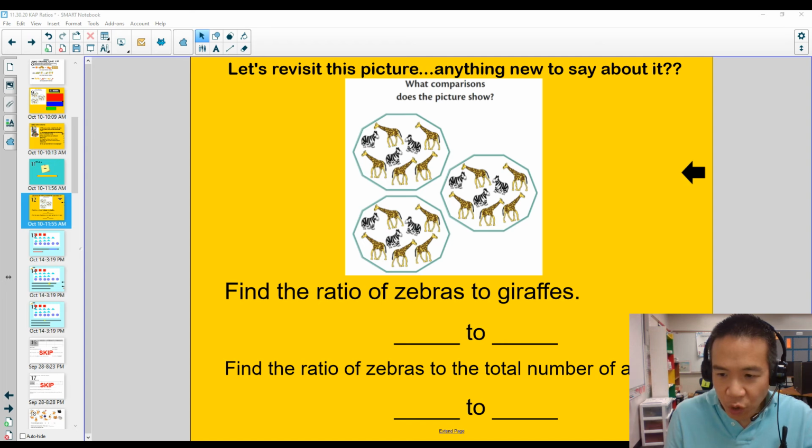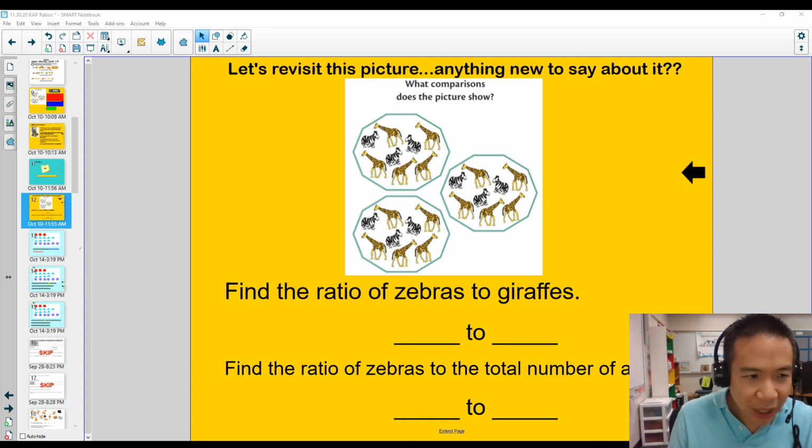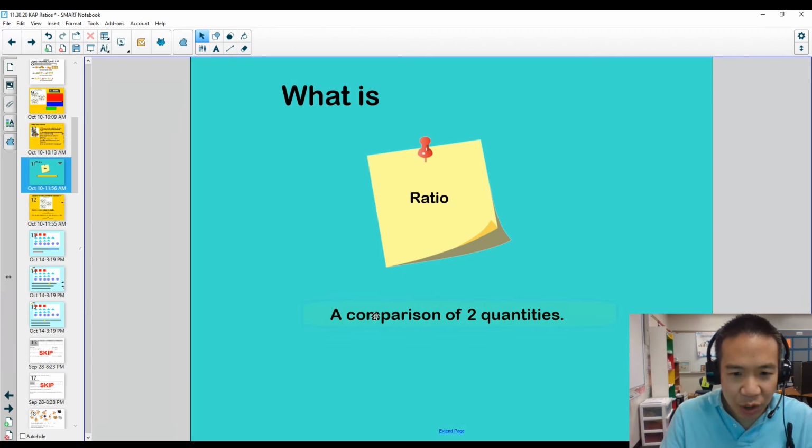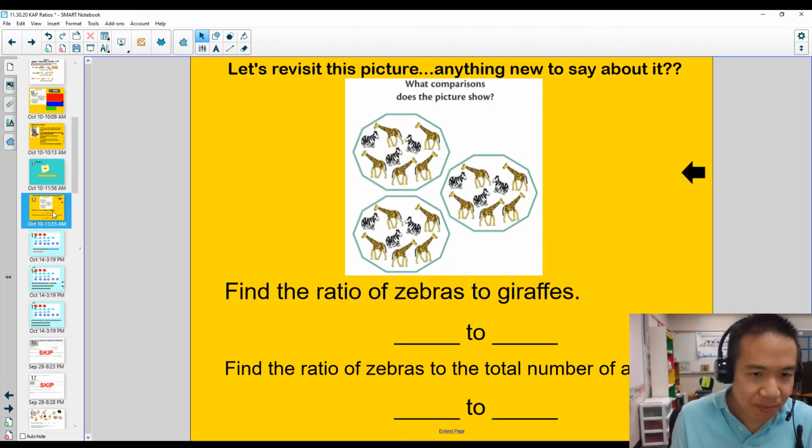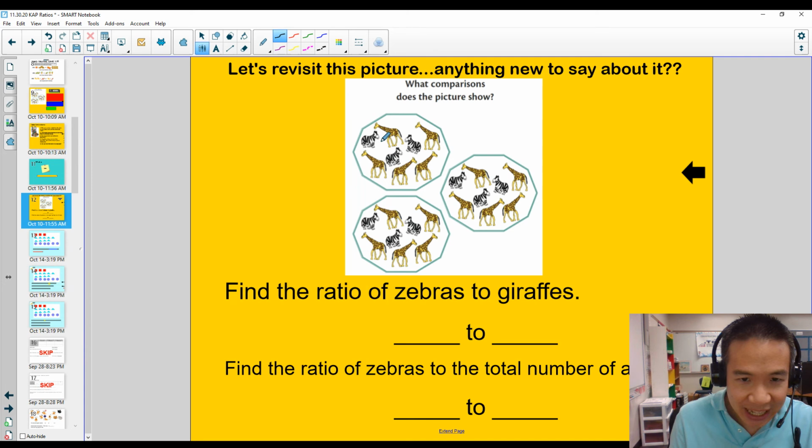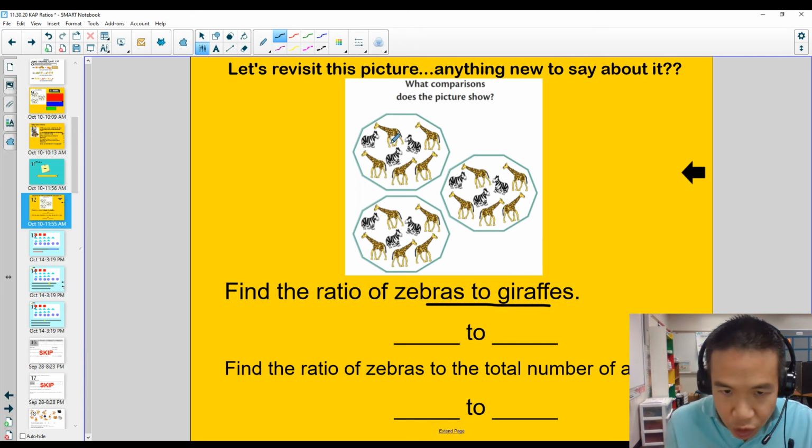So ratio, what are ratios? Ratios are a comparison of two quantities. So for example, I see all of these zebras with stripes and giraffes with a long neck. Find the ratio of zebras to giraffes. Let's count them out. Zebras to giraffes.